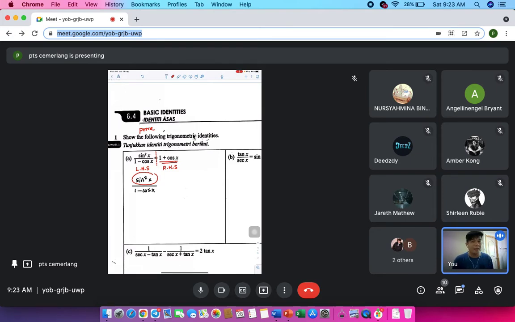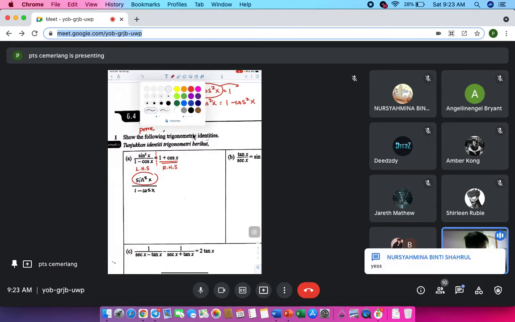Okay, anyone can tell me? Ataupun you nak try tak? Guna basic identities. Yes, guna formula tadi. Kalau formula tadi kan, is sin square x plus cos square x equals to 1, kan? So how am I going to get rid of the sin? Sebenarnya, you boleh pindahkan this cos square x ke sebelah. So now your sin square x is equivalent to 1 minus cos square x. Am I right? Yes?